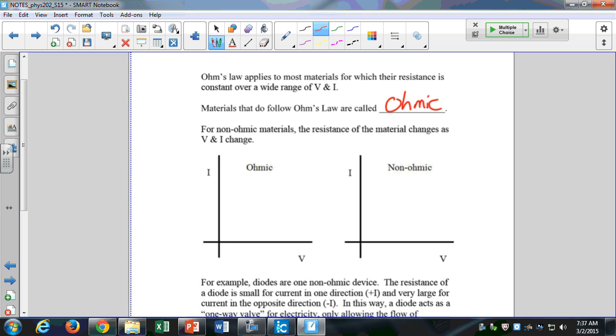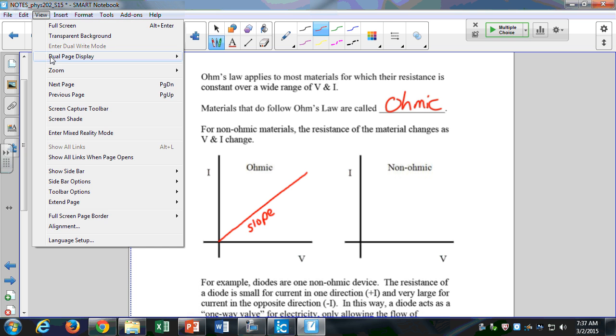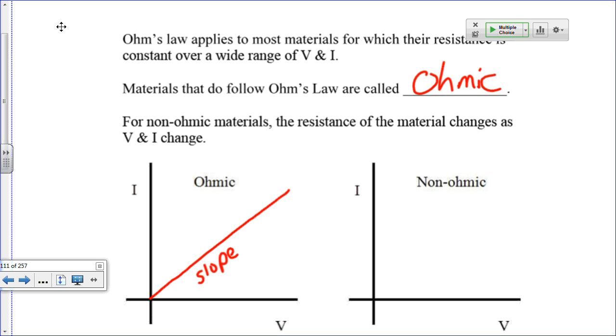So if I plot I versus V for an ohmic device, it looks like this, where the slope is equal to the inverse of the resistance. Y'all did this in lab. Where the slope is equal to 1 over R. A non-ohmic device might look something like this, where the slope can change, and that means that the resistance of this device will change, depending upon what the current or the voltage is.